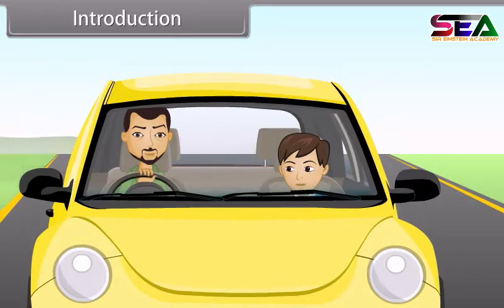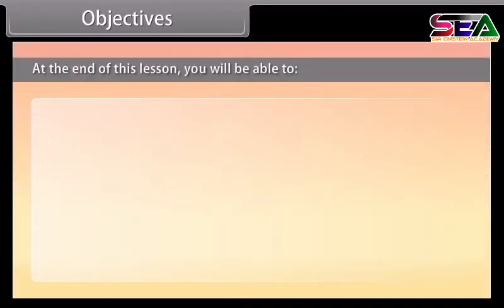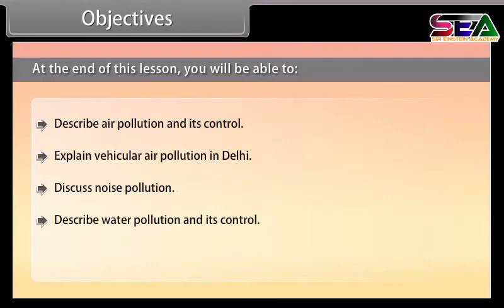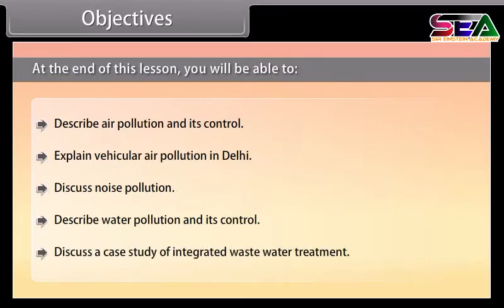In this lesson, you will learn about air and water pollution. Objectives. At the end of this lesson, you will be able to describe air pollution and its control, explain vehicular air pollution in Delhi, discuss noise pollution, describe water pollution and its control, and discuss a case study of integrated wastewater treatment.